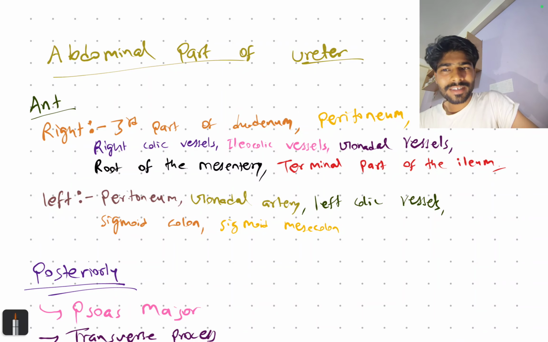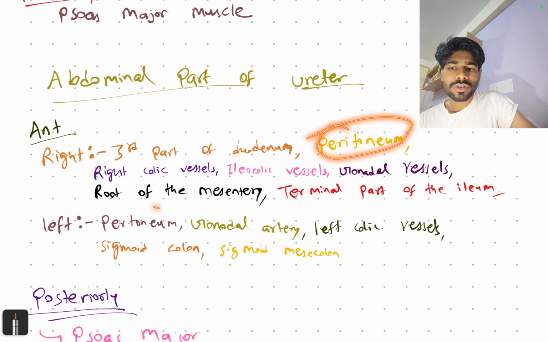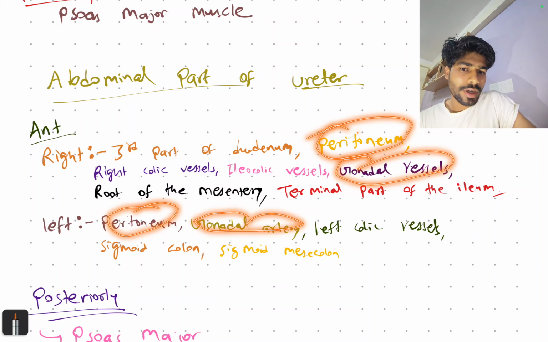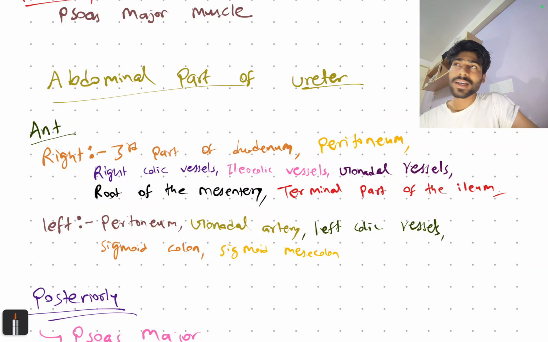So in the anterior relation, there is a difference between the right and left kidney. Some are common and some are different. What are the common ones? The peritoneum is common to both, as the ureter is a retroperitoneal organ. Then the gonadal artery is in both. Then there is the colic vessel: the left colic vessel on the left side and the right colic vessel on the right side. As this is the abdominal part, colic means the artery or vein which supplies the colon. In this way we can remember that a colic vessel may also be there.